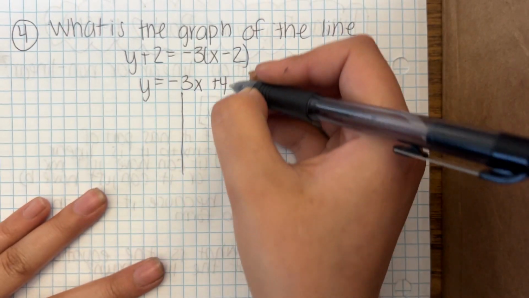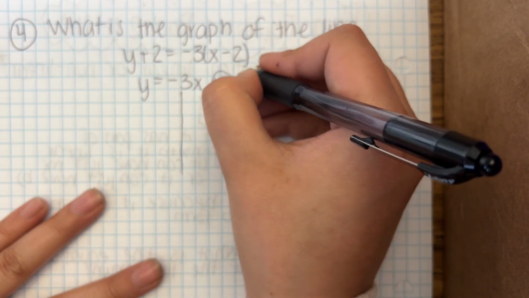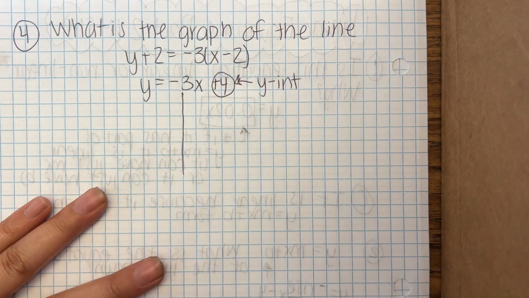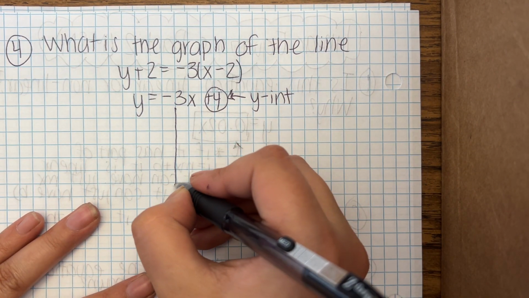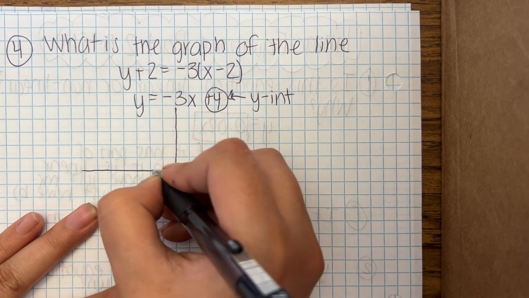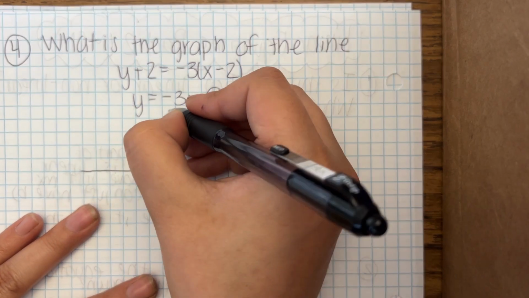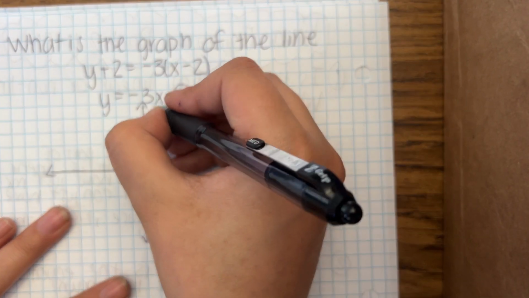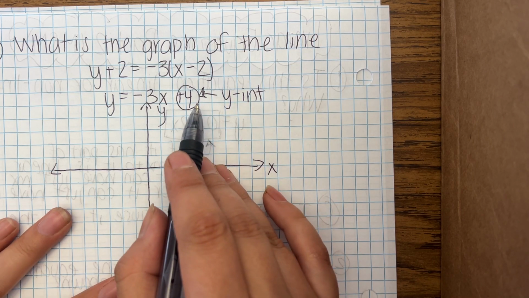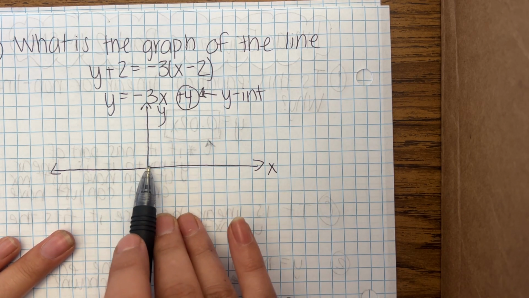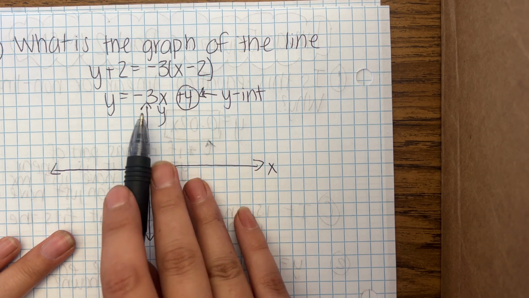Remember, the number that's alone is my y-intercept. Okay, so that's where it all begins. So I'm going to start off with that first. And I'm going to label my graph, remember, like part of the test, x and y. So my first point was 4, so I start off on my y. This is 0, 1, 2, 3, 4.